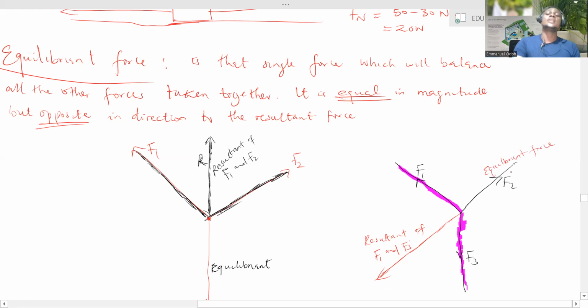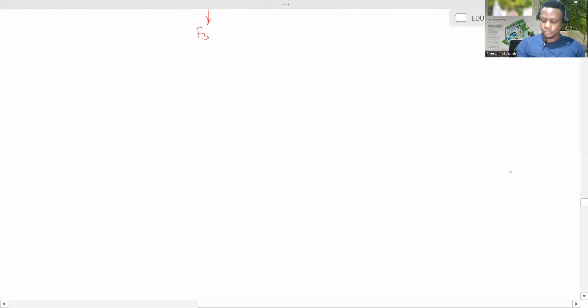This is the one that balances the other two forces, F1 and F3, to keep them in a state of equilibrium. I believe this has explained all of this. Very, very important. So we will check out very important concepts that will help us in calculation.